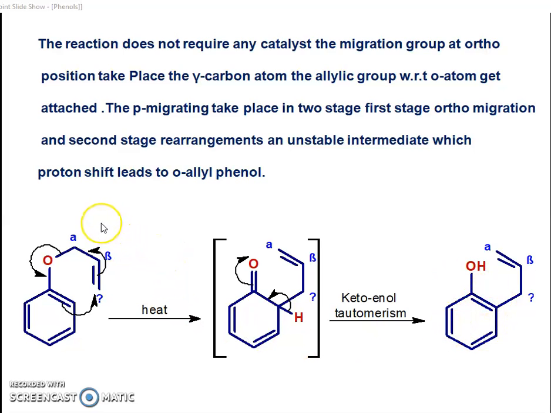Means in allyl phenyl ether, it can be migrated to this ortho position, at that time the gamma carbon atom in the allyl group can attach to the ortho position with respect to the oxygen atom.